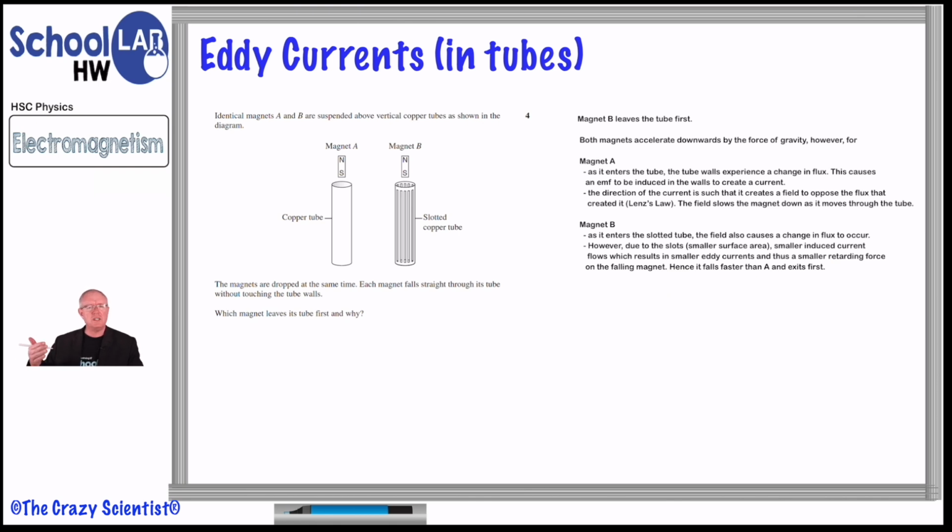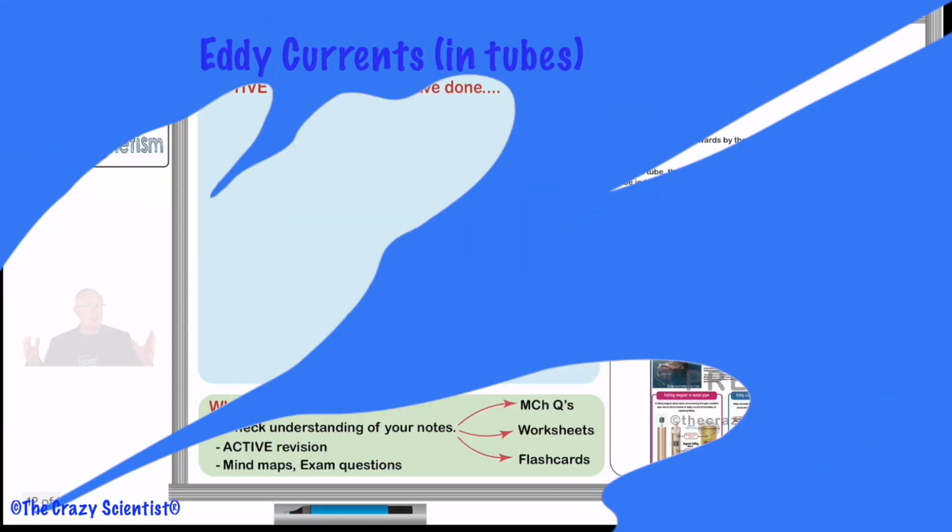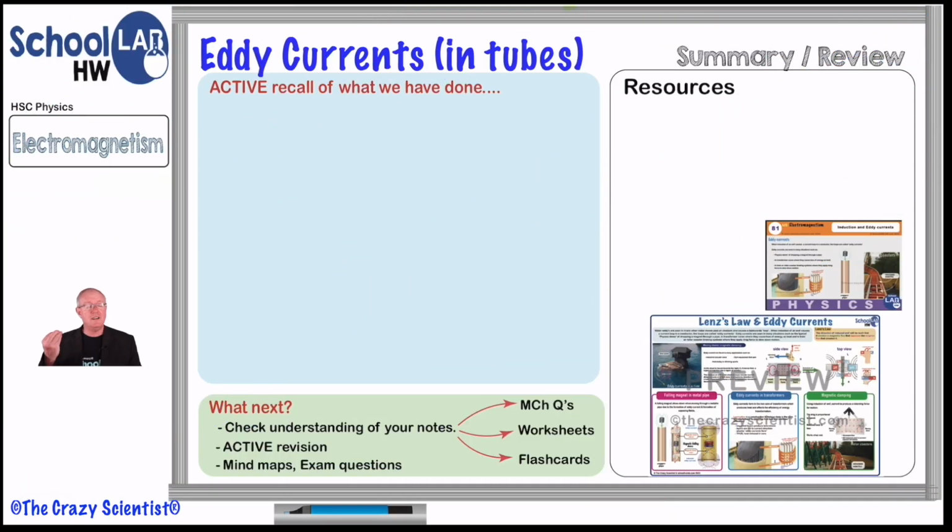So we're saying this happens, this happens, this happens because of this, and therefore it falls faster compared to the other magnet. So we're comparing the two, and that should give you the 3 marks there. So it's important you practice this, you articulate it, you're using evidence, and you link it back to the question. So that is it for this video on eddy currents. Hopefully you got a better understanding now.